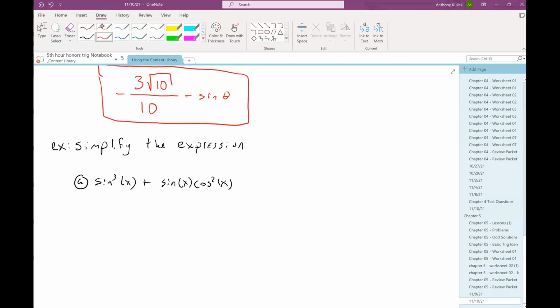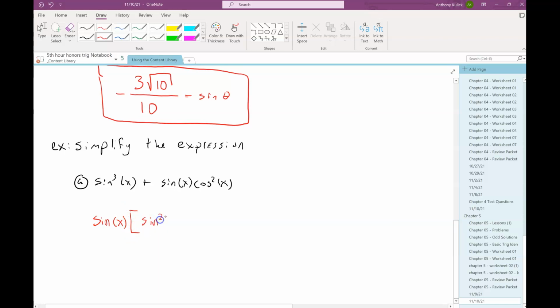Well, we can't add the sines together because, one, they have different exponents, and two, the other sine has the cosine squared attached to it. But the fact you have two terms that both contain a sine should be a hint as to what we can do algebraically. Yeah, we can factor a sine x out of each of these, right? That's what I would do first.